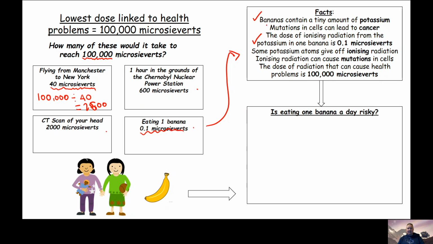We do know that ionizing radiation can cause mutations which lead to cancer. We know that it takes 100,000 microsieverts to increase your risk. So I want you in this box here to write an explanation of whether you think eating 1 banana a day is risky. You know how much dose you get from it. You know the dose it takes to be unhealthy. And you know the risk that it can cause. So I want you to finish off by typing in this box here an explanation of whether you think eating 1 banana a day is risky.